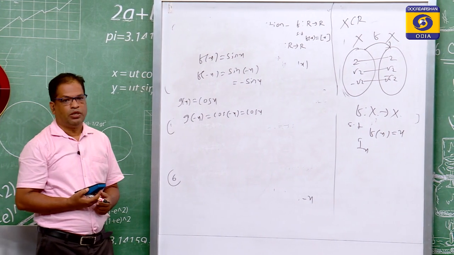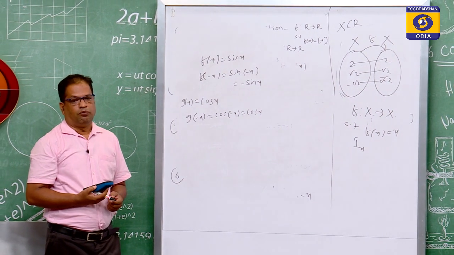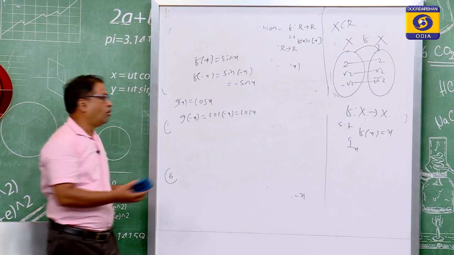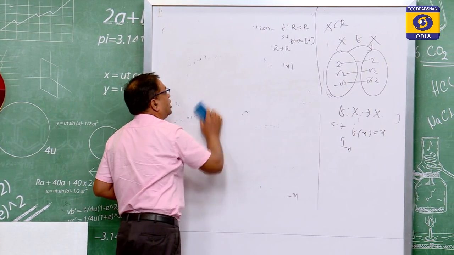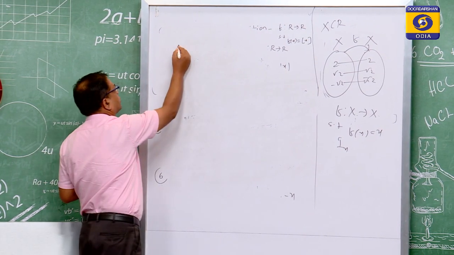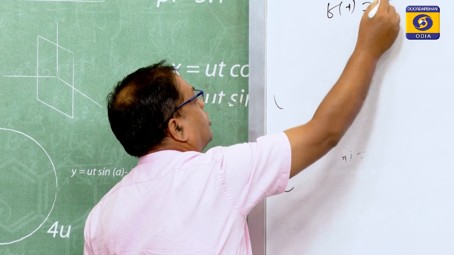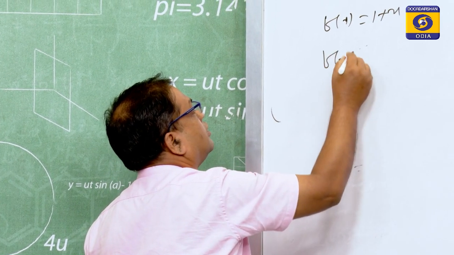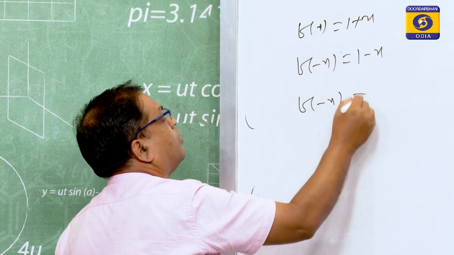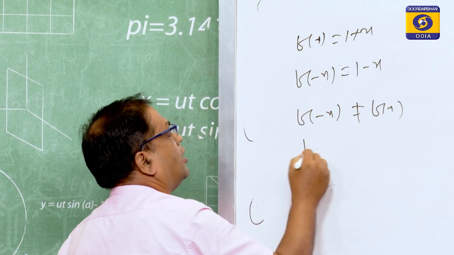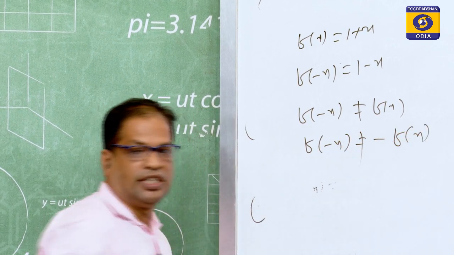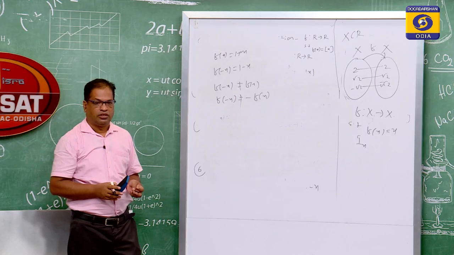So, a function may be even, may be odd, may be neither even nor odd, or both even and odd. There are some examples. Suppose f(x) is equal to 1 plus x. So, f of minus x will be 1 minus x. So, f of minus x is neither equal to f(x), nor equal to minus of f(x). So, this is an example of neither even nor odd.